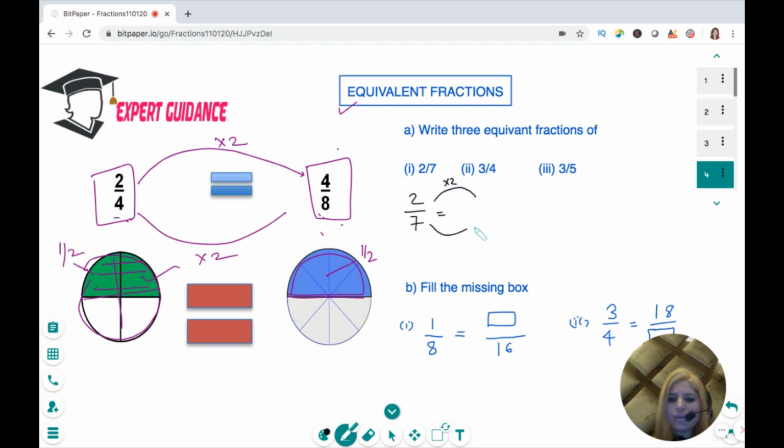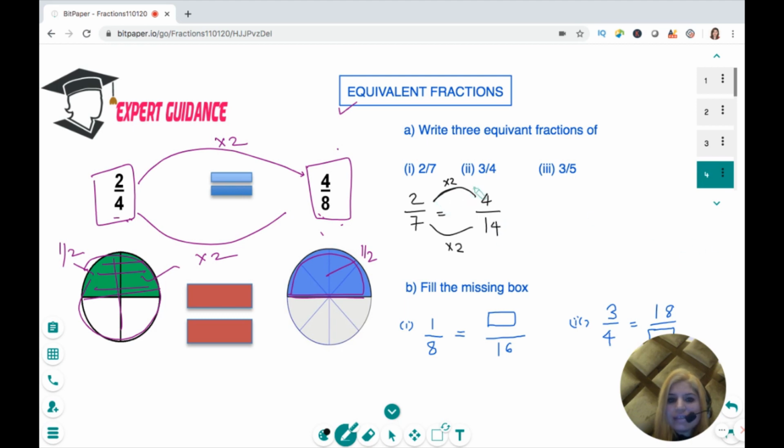You can multiply by any number, 2, 3, 4, 5, your wish, but you need to make sure you multiply the numerator and the denominator by the same number. So if you multiply 2 by 2, you get 14. So that is one equivalent fraction.